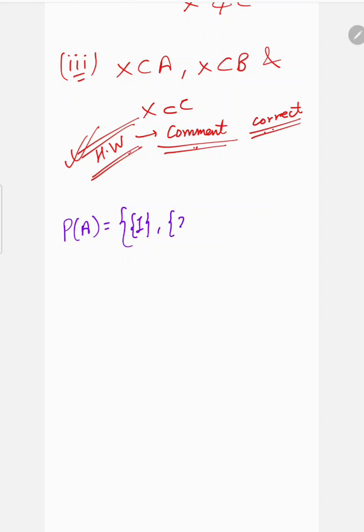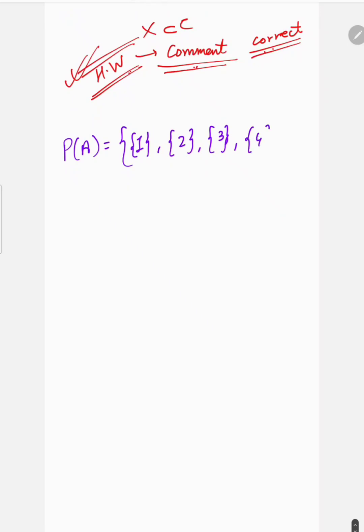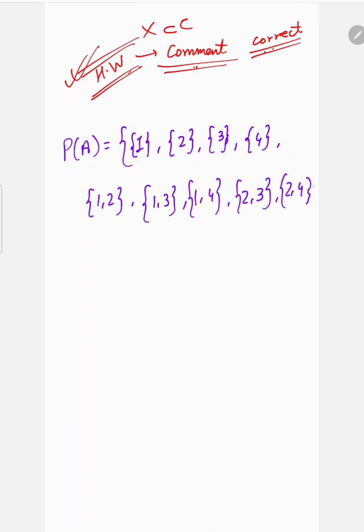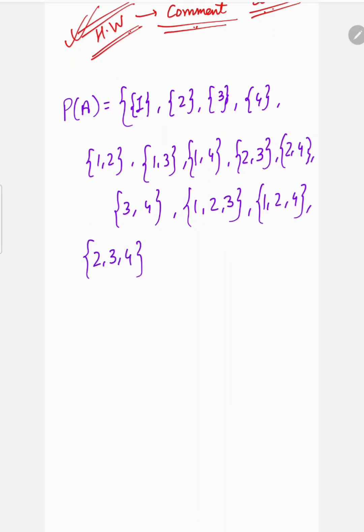1, 2, 3, 4, 1 2, 1 3, 1 4, 2 3, 2 4, 3 4, 1 2 3, 1 2 4, 2 3 4, 1 3 4, 1 2 3 4.